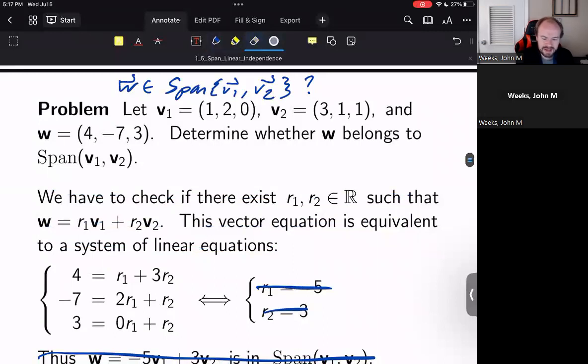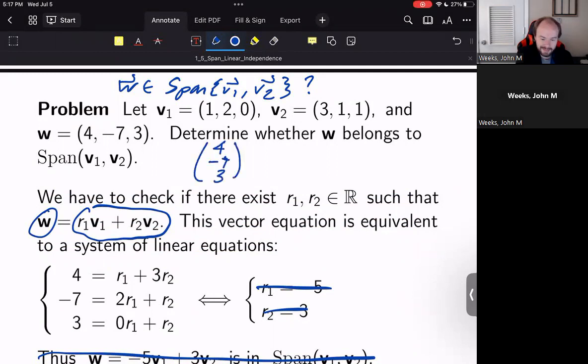Basically, we're saying that we can write this W as a linear combination of V1 and V2. So what we do is we break it apart. We break up V1 and V2 in terms of their x, y, and z components respectively. If we do this, we get something like this: 4, negative 7, 3, writing this as a column vector here, equals r1 times the first vector, which is 1, 2, 0, plus r2 times the second vector, 3, 1, 1.